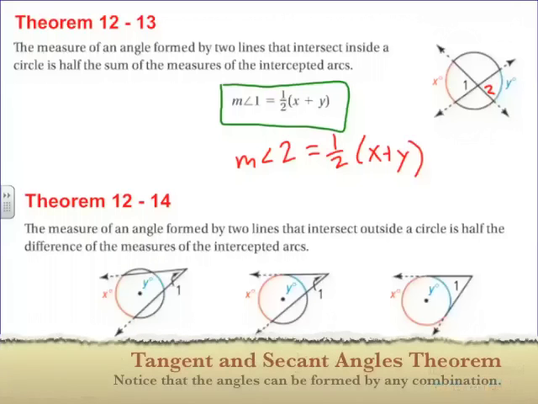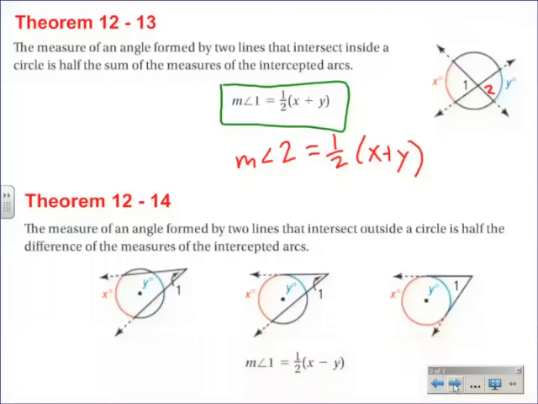Theorem 12-14: the measure of an angle formed by two lines that intersect outside a circle is half the difference of the measures of the intercepted arcs. We have these three different cases here, but regardless of which case we have, we're always going to use this same formula, where the measurement of angle 1 is 1/2 the difference of the intercepted arcs. Notice that we'll always have the larger arc, and we will take the smaller arc away from that.